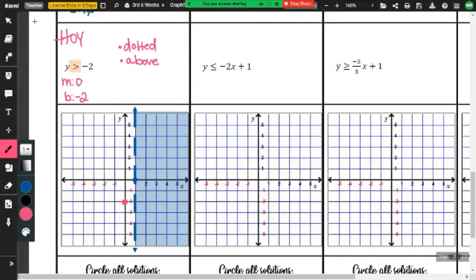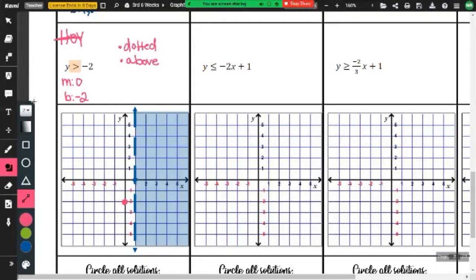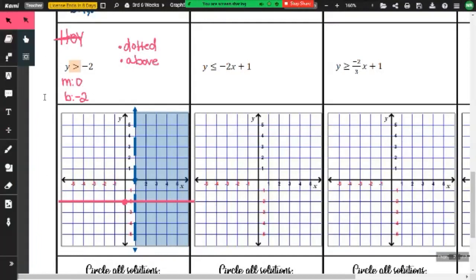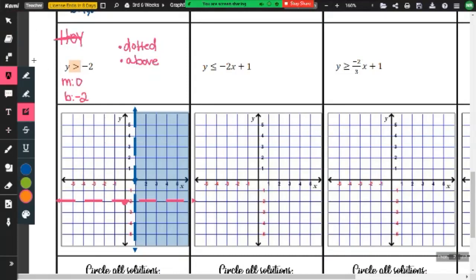Now, H tells us that is a horizontal line. Horizontal lines go straight across. So I'm going to graph myself a horizontal line going straight across. I will go back and make it dotted. So make sure yours is dotted on your notes. Dotted, arrows both ways. And then we're also going to shade above. So everything that's on top, and I meant to change it to pink.